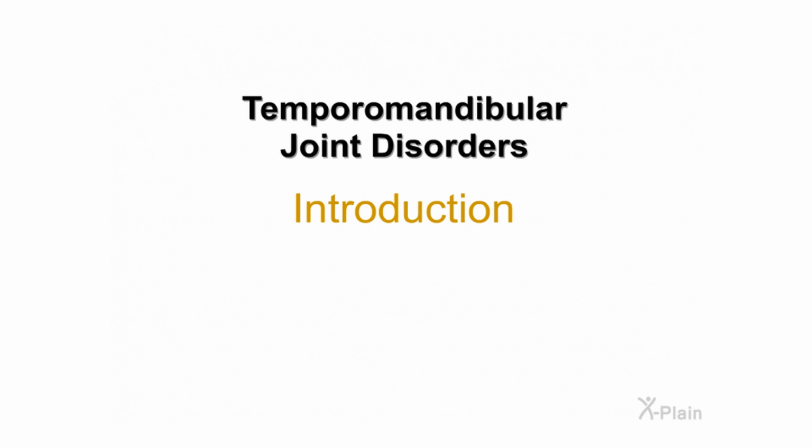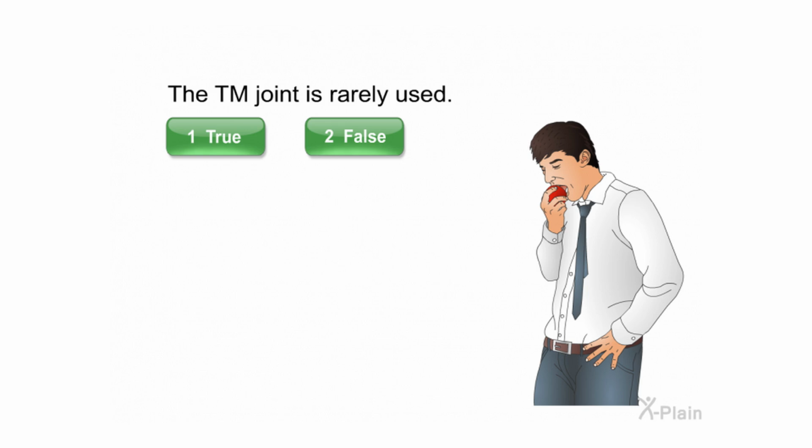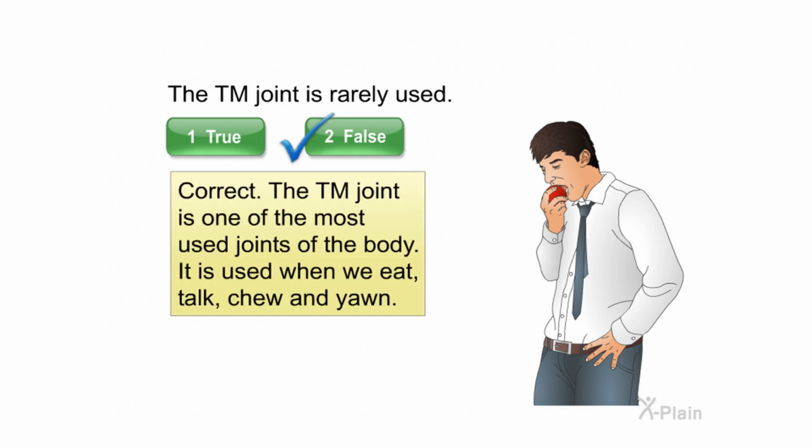Temporomandibular Joint Disorders. Introduction. The TM joint is rarely used. Select true or false. Correct. The TM joint is one of the most used joints of the body. It is used when we eat, talk, chew, and yawn.